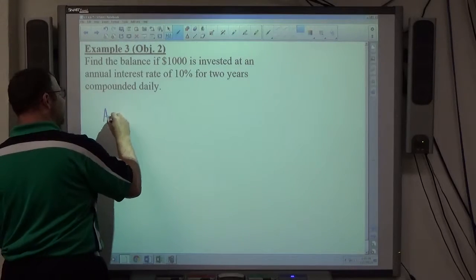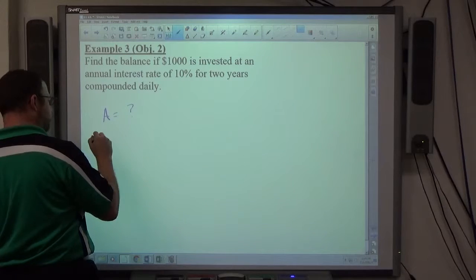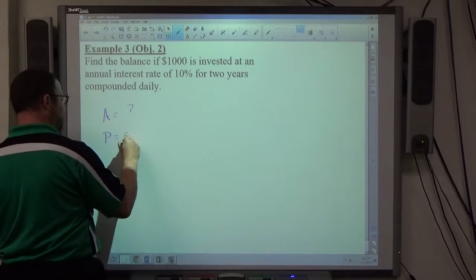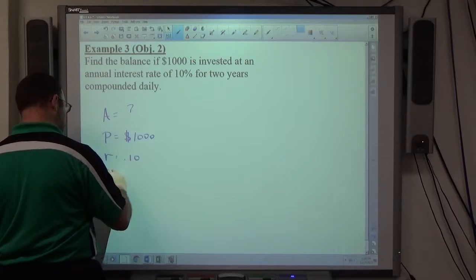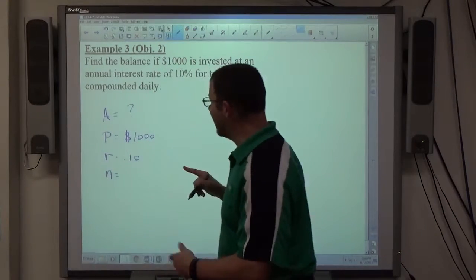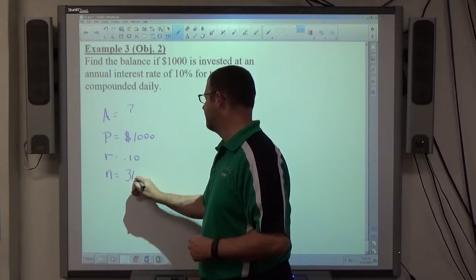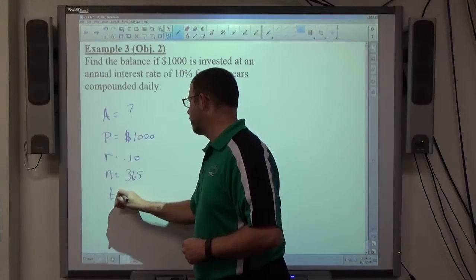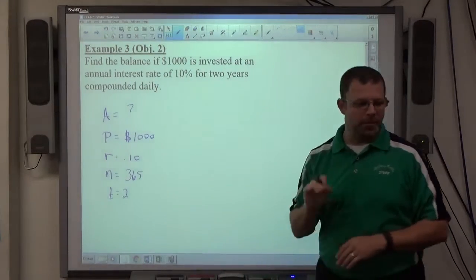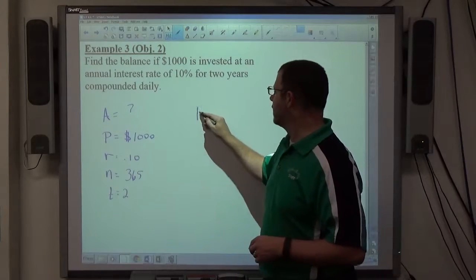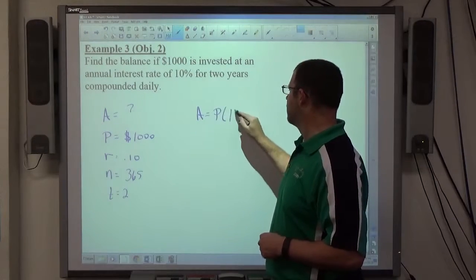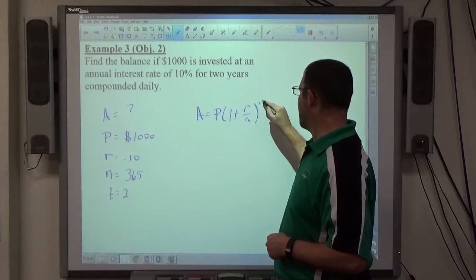Let's find out. The final amount is what we're looking for, and the principal is still $1,000, and the rate is still 10%, and the number of times we're compounding in a year is 365, and the number of years we're doing it for is 2. So again, be very careful. The n is how many times it happens in a year, not how many times it's happening for the life of the investment.